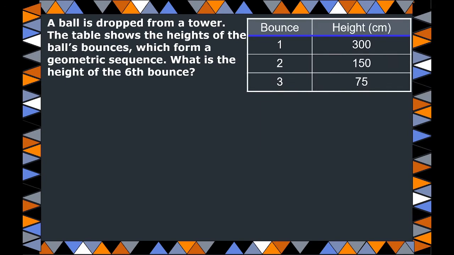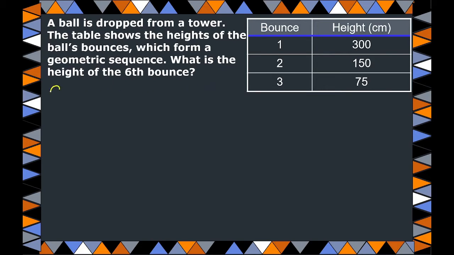Okay, let's have another problem. We have this one. A ball is dropped from a tower. This table here shows the height of the ball's bounces. So, bounce number 1, 300 centimeters. Bounce number 2, 150 centimeters. Bounce number 3, 75 centimeters. And this forms a geometric sequence. The question here is, what is the height of the 6th bounce?